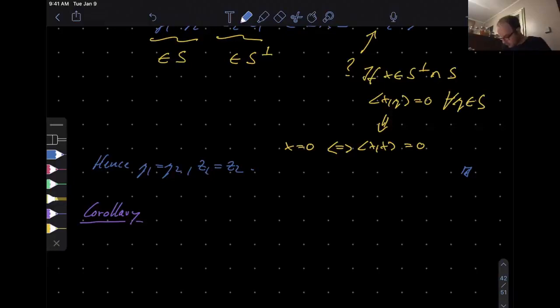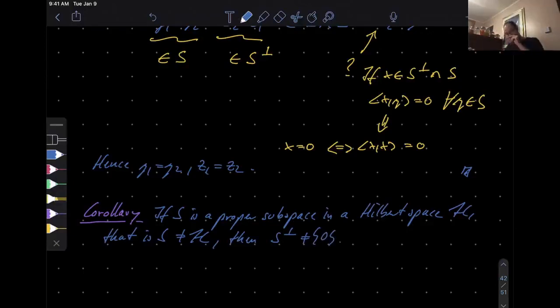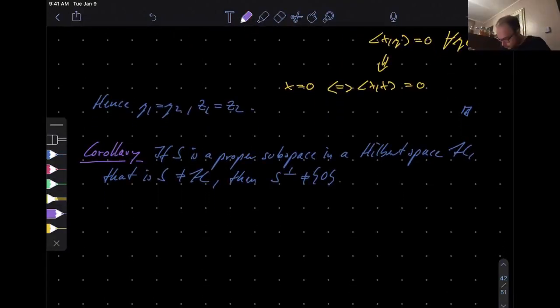Okay, so first corollary: if S is a proper subspace in a Hilbert space H. So what does that mean? Well, S is not all of H, right? So that is S is not equal to H. Okay, then its orthogonal complement will contain more than just a zero vector. Okay, the zero vector is always in there, but if you start with a proper subspace, then the orthogonal complement will contain more than that.